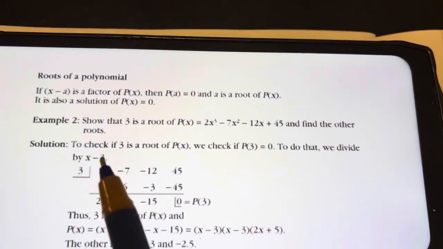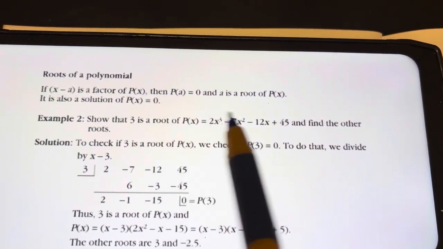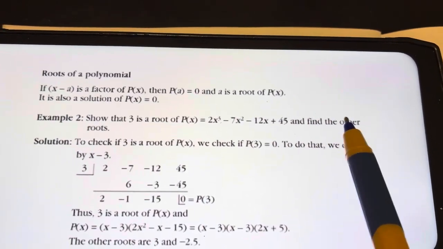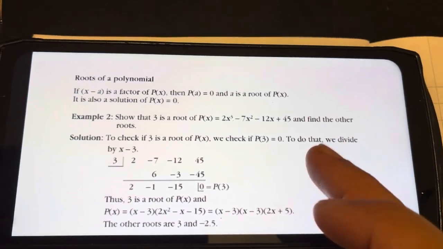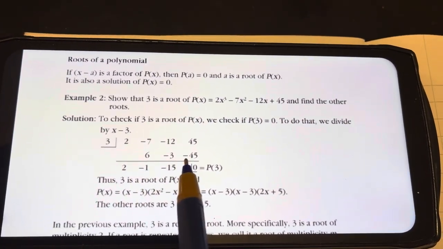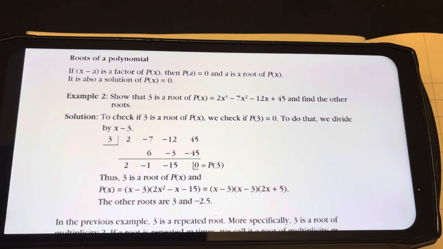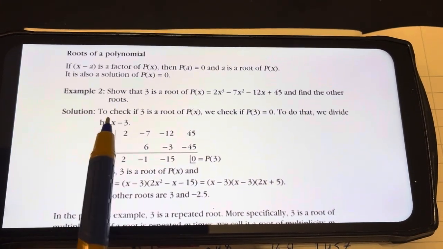For example, here he's asking to show that 3 is a root of this. So when you substitute 3 here, you'll get the answer is equal to 0, which means it's a root. Or using synthetic division, you'll divide by 3. You will get that the remainder is equal to 0, which means that 3 is a root of this polynomial equation.